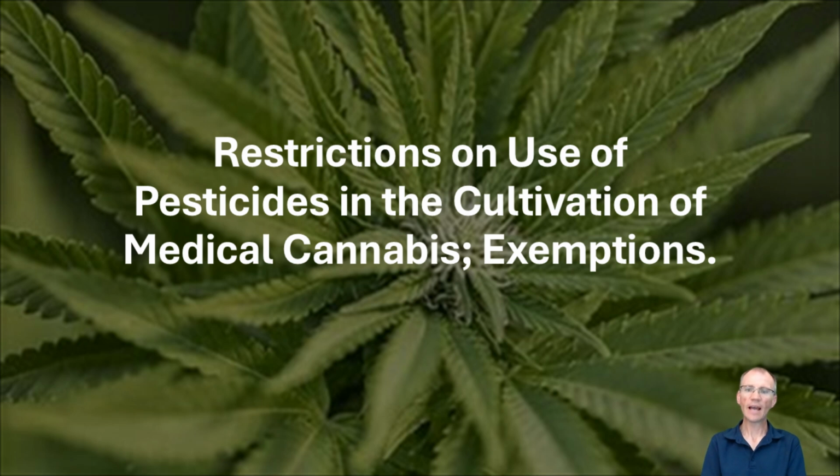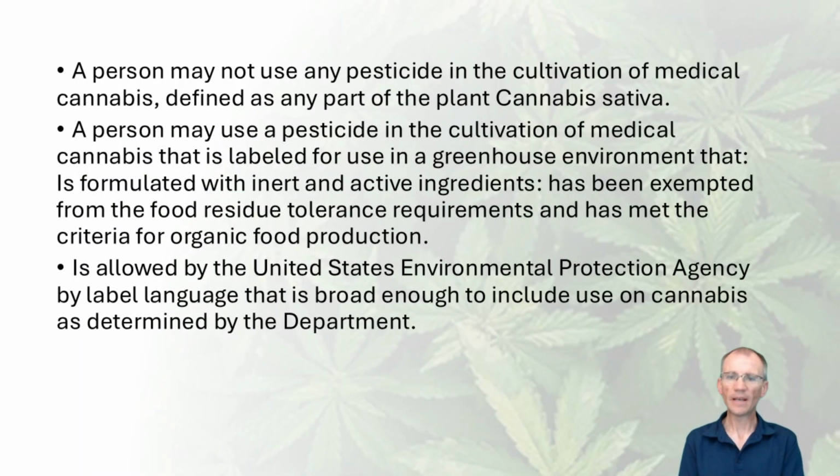Restrictions on use of pesticides in the cultivation of medical cannabis. Exemptions. A person may not use any pesticide in the cultivation of medical cannabis, defined as any part of the plant Cannabis sativa. A person may use a pesticide in the cultivation of medical cannabis that is labeled for use in a greenhouse environment, that is formulated with inert and active ingredients, has been exempted from the food residue tolerance requirements, and has met the criteria for organic food production. It is allowed by the United States Environmental Protection Agency by label language that is broad enough to include use on cannabis as determined by the department.